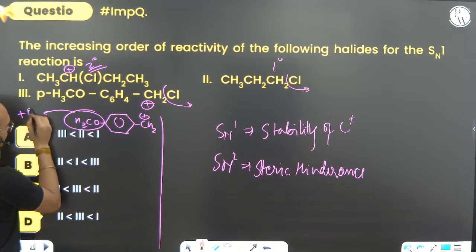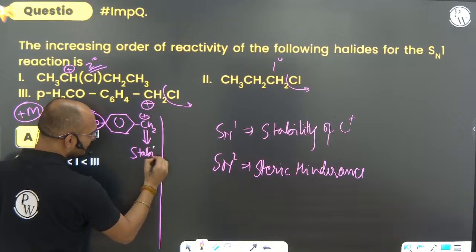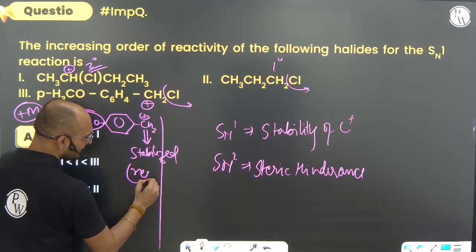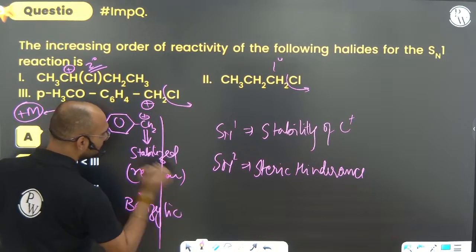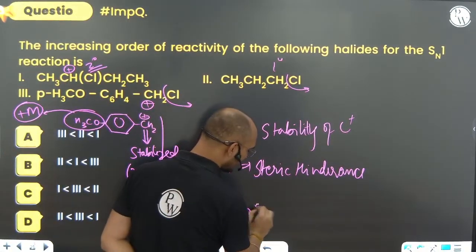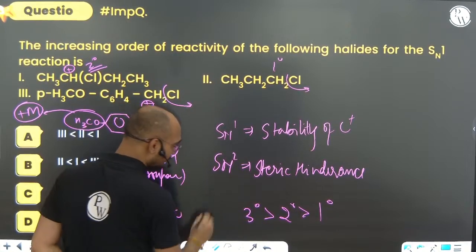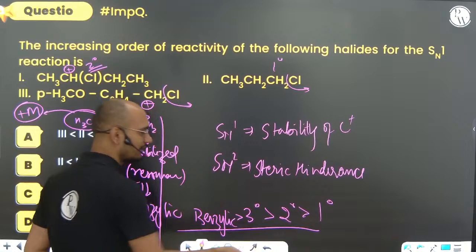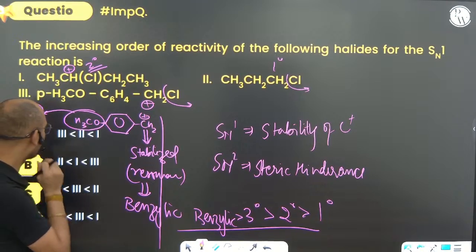OCH3 will show plus M effect, and due to this plus M effect, this positive charge will be highly stabilized. Stabilized due to what? It is stabilized due to resonance, because this is the benzylic position. So maximum will be for this. Then always remember that 3 degree is more than 2 degree is more than 1 degree. But if it is benzylic, then you place benzylic even above 3 degree, or more than or equal to in some cases, but you have to take this one only here because plus M effect is there.